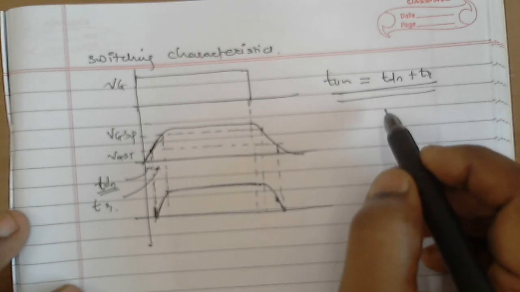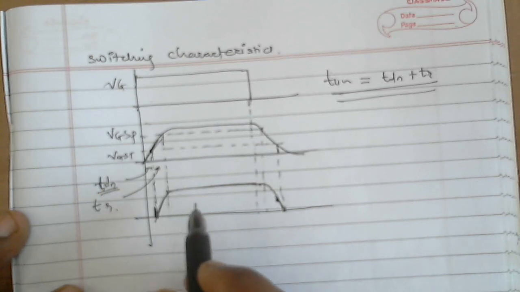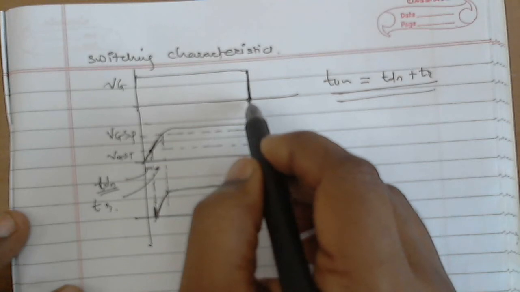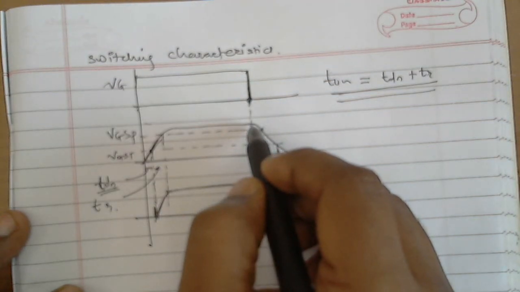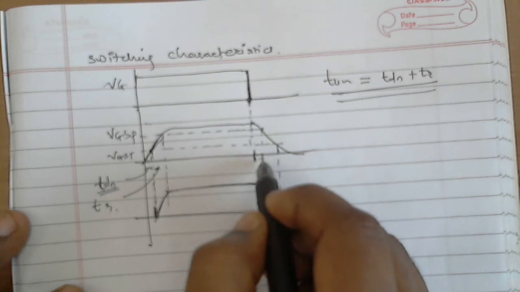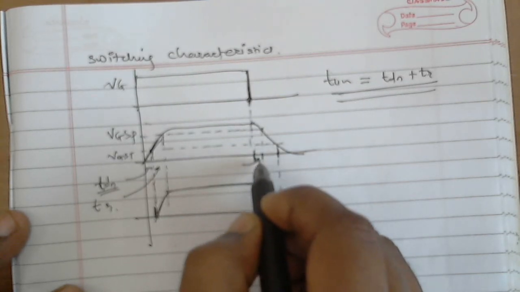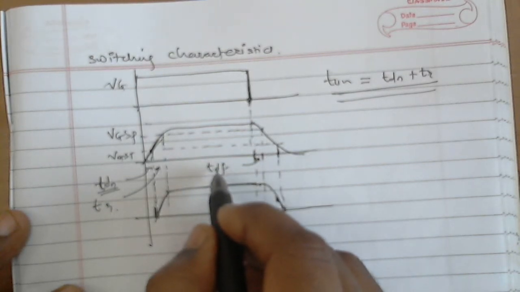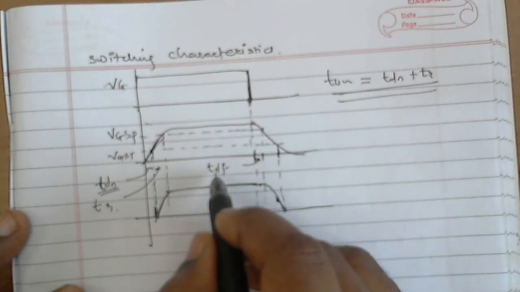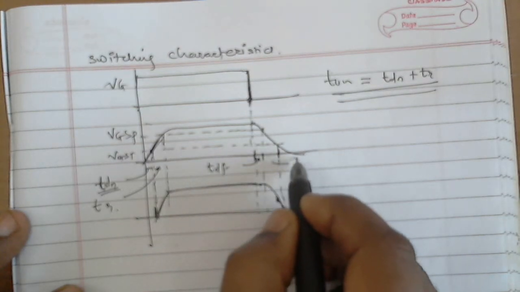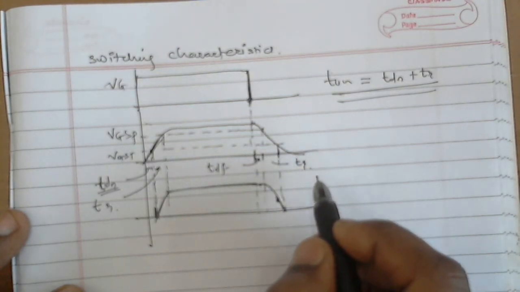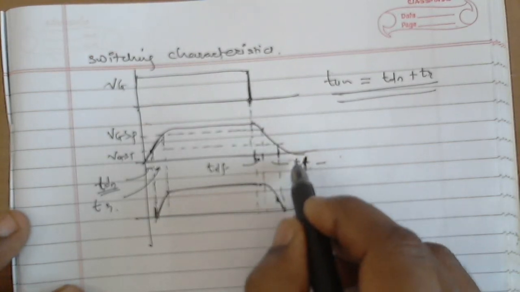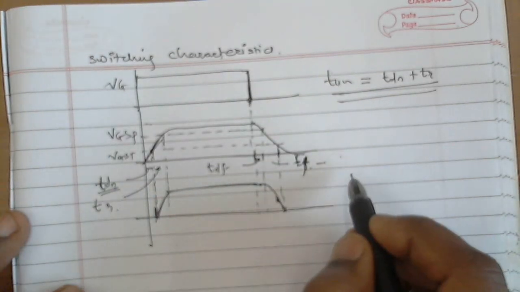Now, the turn off process is initiated once you make the gate voltage 0. Here at this point, you have made your gate voltage 0. Once you do that, you can see there are two different times. The first is called TDF, the turn off delay time, like the turn on delay time. And the second is, I'm sorry, T off, not TR. T off means the falling time; TR means rising time.